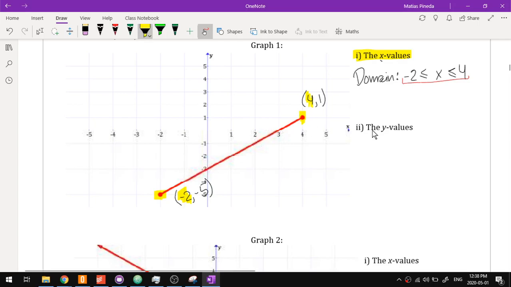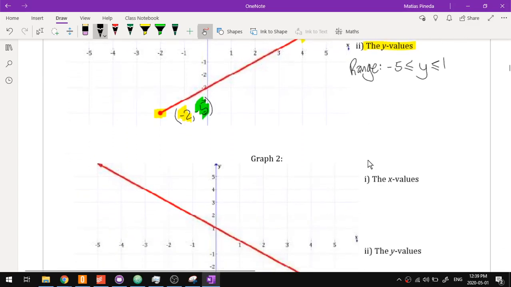Let's have a look at the y values. We're going to look at the smallest and largest possible y value here. The smallest y value is -5, and the function is defined up to y equals +1. So y has to be greater or equal to -5 and smaller or equal to +1. This is called the range of a function. The range indicates between which values of the dependent variable, in this case y, the function is defined.